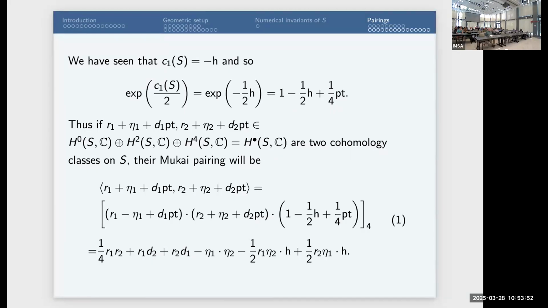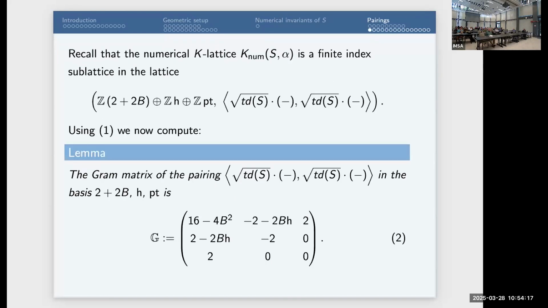Okay, so we know the Chern class of the surface is minus h. So the exponential is what it is, 1 minus half h plus a quarter of a point. So if we have 2 classes above in homology, then we can work out the different pairing. It is what it is.